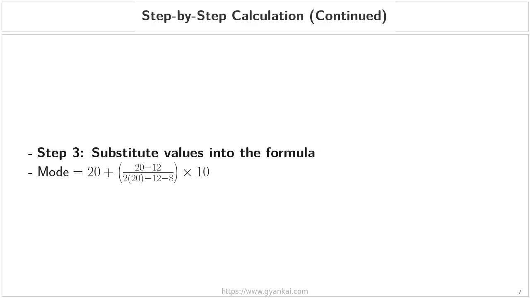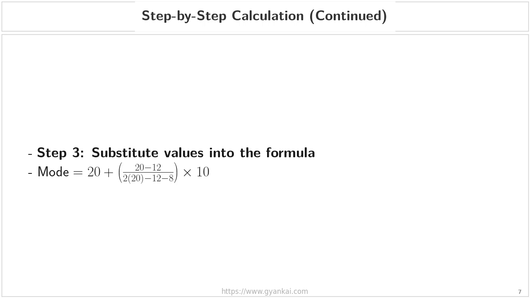Step-by-step calculation continued. Now that we have successfully extracted all our necessary values from the frequency table, identifying our lower limit, our frequencies, and our class size, we move on to step 3. This is where we bring everything together by substituting those specific numbers into our mathematical formula. If you look at the screen, you'll see the formula being populated.